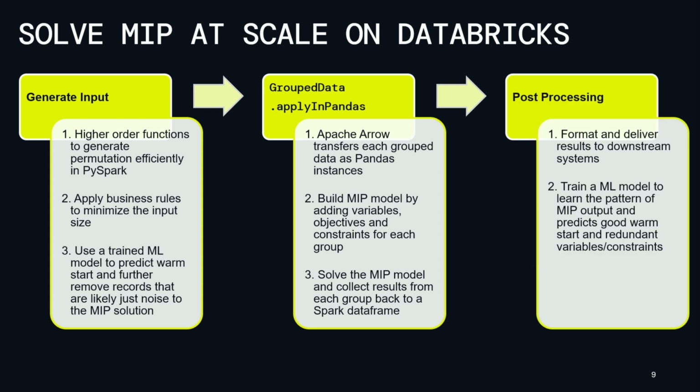And then we do some post-processing, format the result, and deliver it to the downstream system. And also we have a side pipeline to train the machine learning model to update the learned pattern from the output so that we can predict a good warm start for the next process.